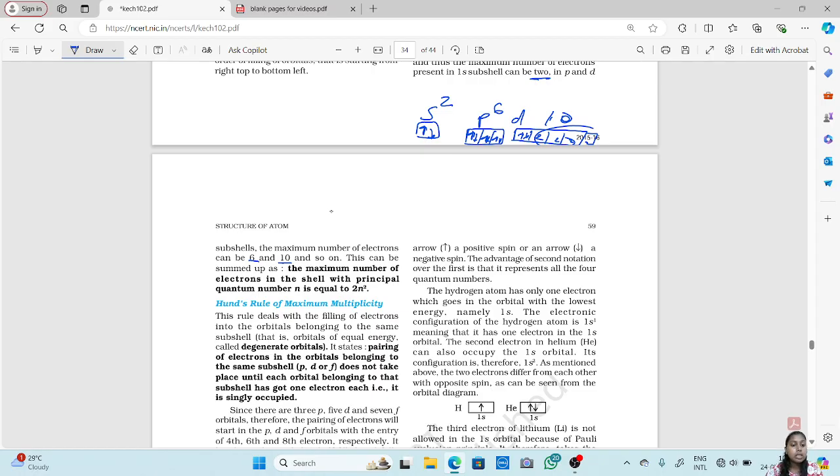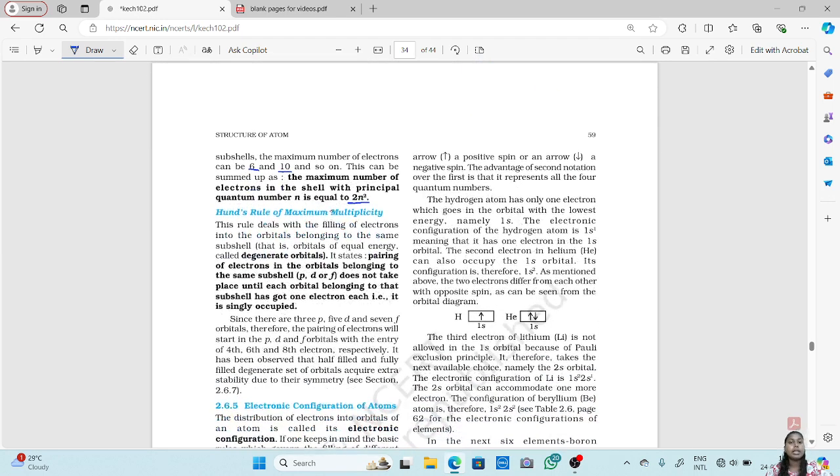This can be summed up as: the maximum number of electrons in the shell with principal quantum number n is equal to 2n squared. By using this formula, you can calculate how many electrons you can add in each subshell, and the calculated values are 2 for S, 6 for P and 10 for D. That is what Pauli's exclusion principle states.